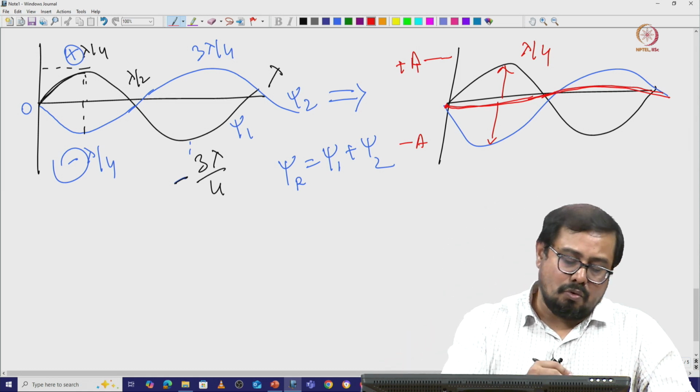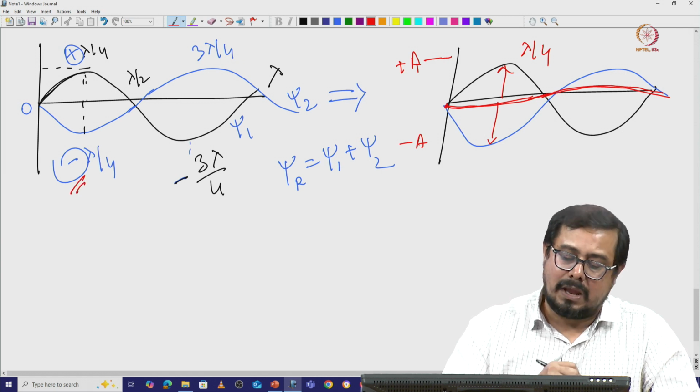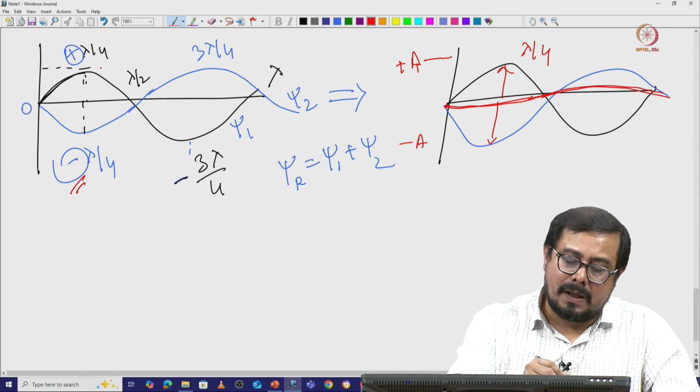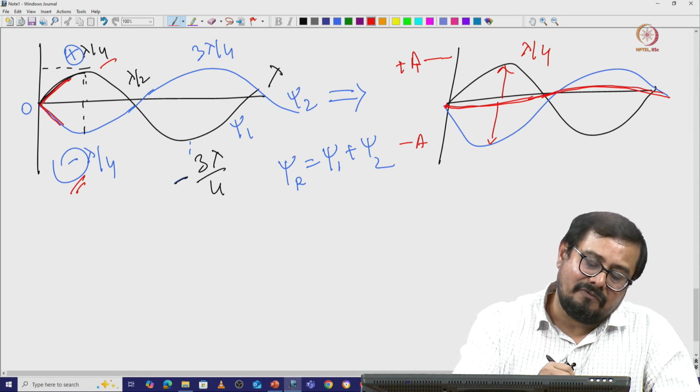So, what is the major difference when I am talking about the minus sign, minus lambda by 4 or plus lambda by 4? There is a phase difference, they are not in phase at all.